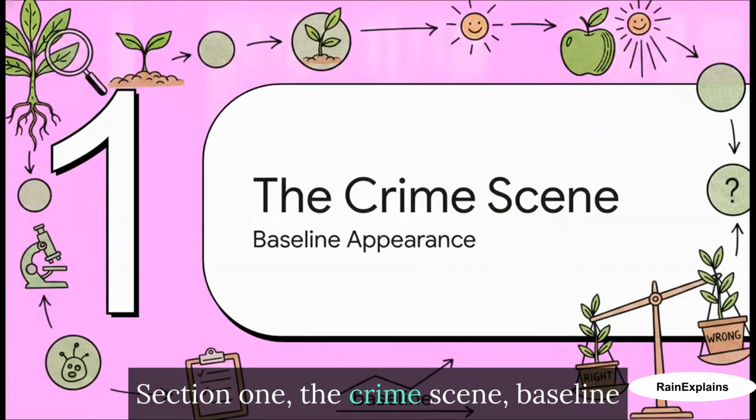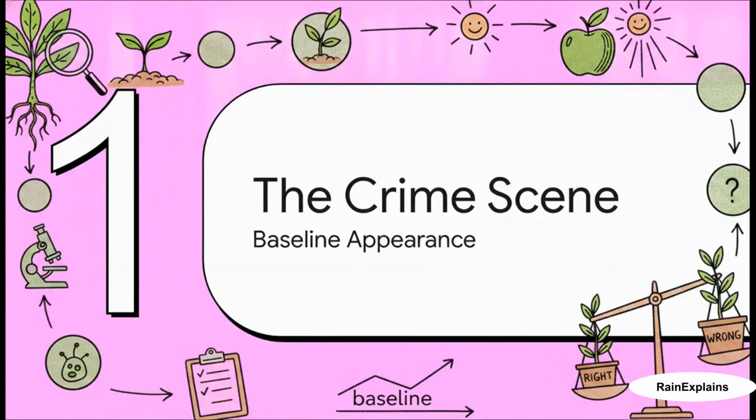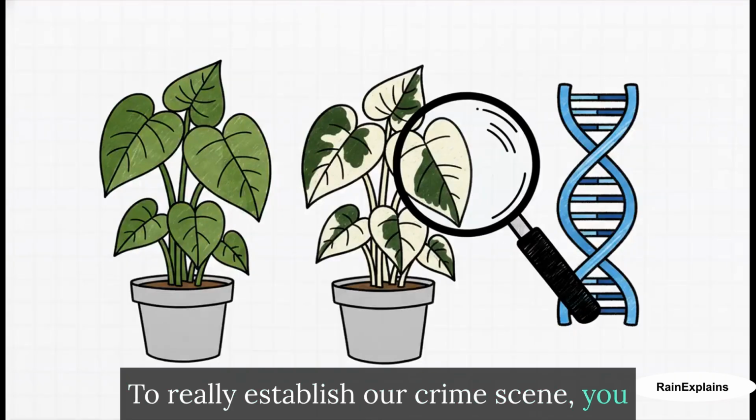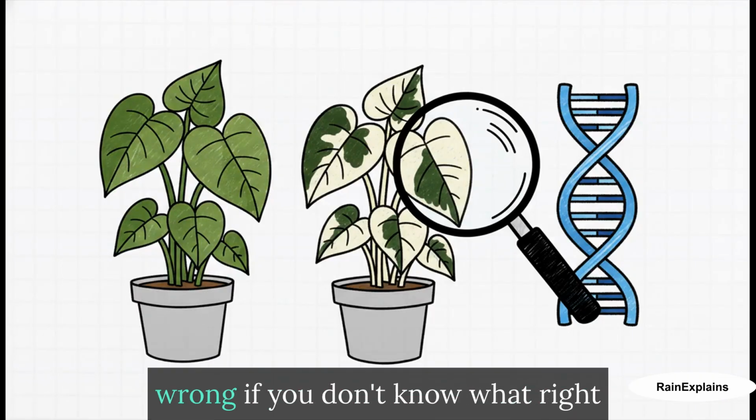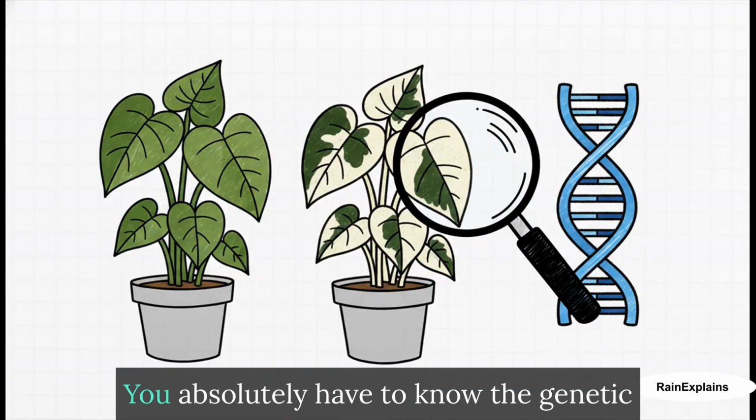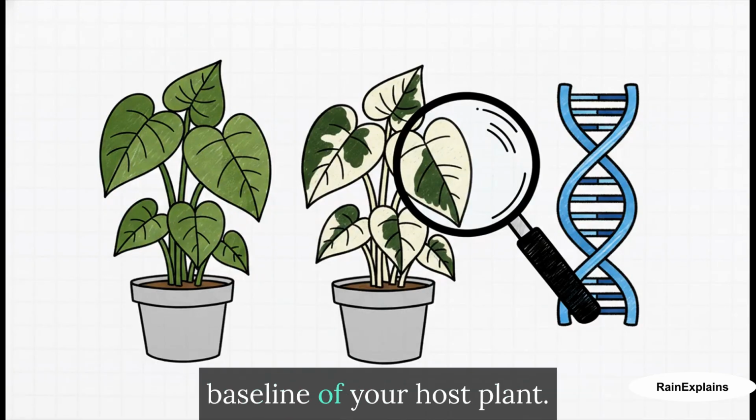Section 1. The crime scene. Baseline appearance. To really establish our crime scene, you first need to know what a healthy plant actually looks like, right? I mean, you can't know something is wrong if you don't know what right looks like. You absolutely have to know the genetic baseline of your host plant.